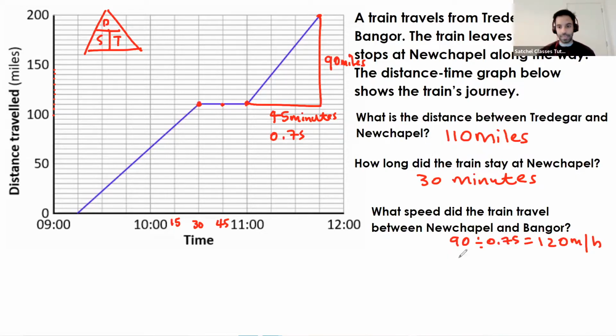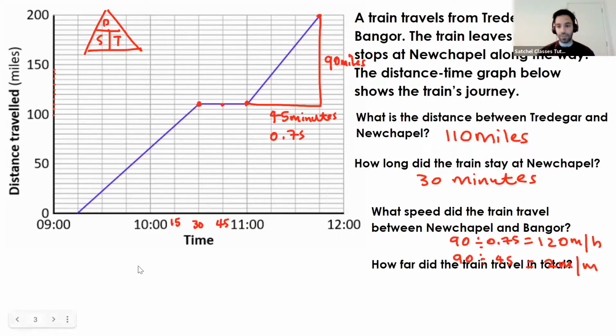If you were to work it out in terms of minutes, what we would have to do is 90 divided by 45, and that's going to be 2 miles per minute. So you could have also worked out the speed in terms of minutes, but generally we work speed in terms of hours, unless the question specifies otherwise. All right, and then the next question.